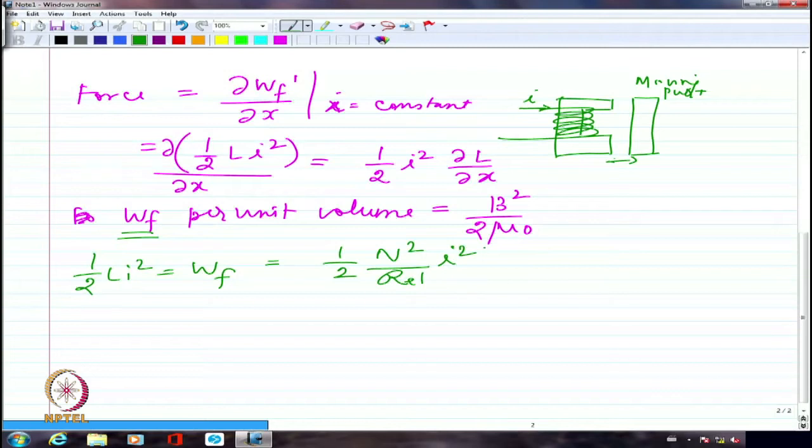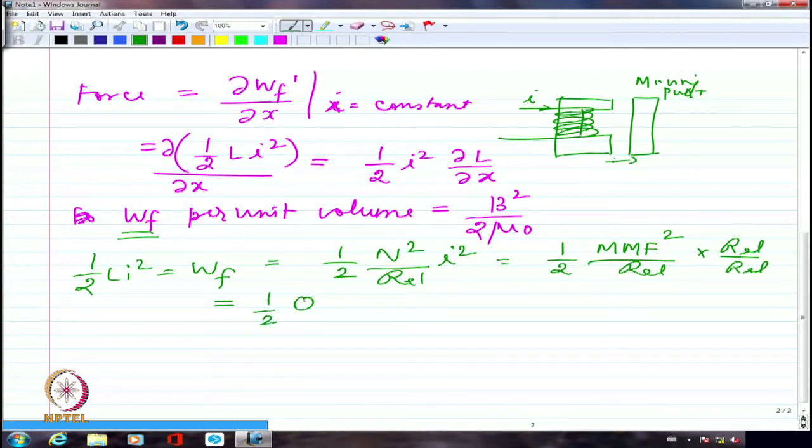So this is essentially representing half. On the top, I have MMF square, since N square I square is MMF, divided by the reluctance itself. So MMF, I can multiply and divide again by the reluctance, so that MMF square divided by reluctance square will give me flux square. And then I can write this reluctance as L divided by mu A. If I'm talking about mainly the air gap, let me write this as mu naught A, if I'm talking about the energy stored in the air gap.